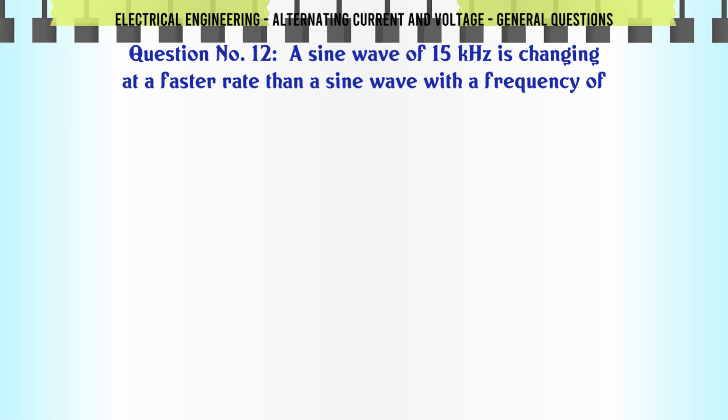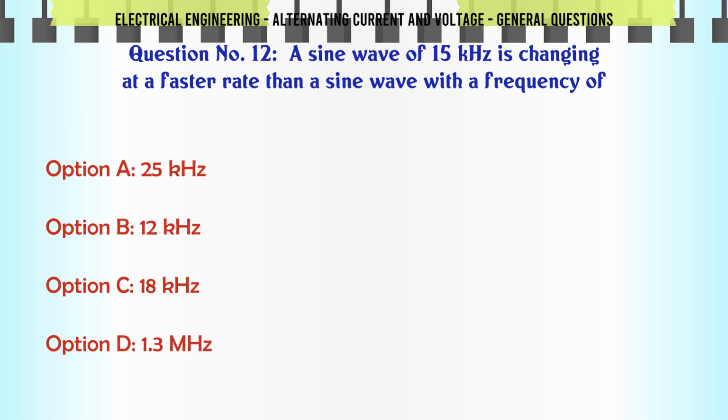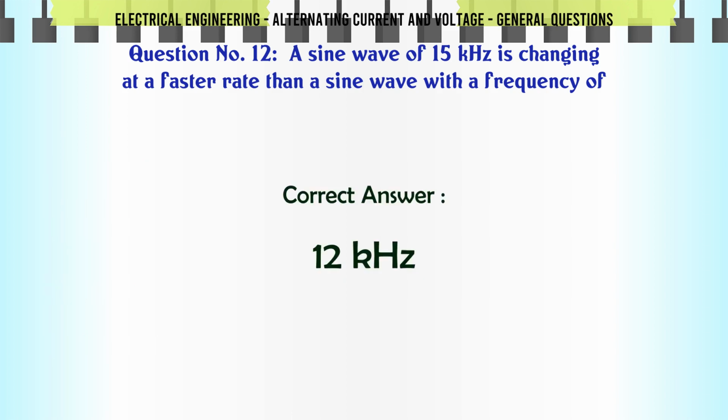A sine wave of 15 kHz is changing at a faster rate than a sine wave with a frequency of A, 25 kHz, B, 12 kHz, C, 18 kHz, D, 1.3 MHz. The correct answer is 12 kHz.